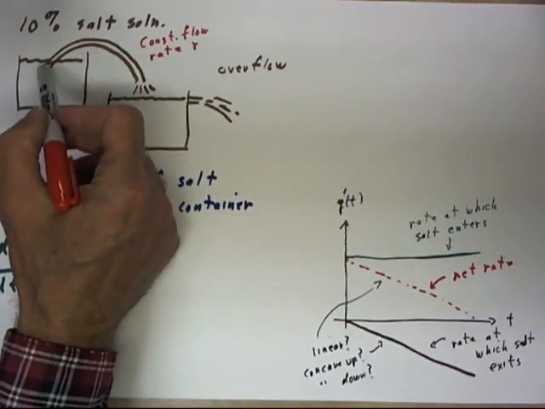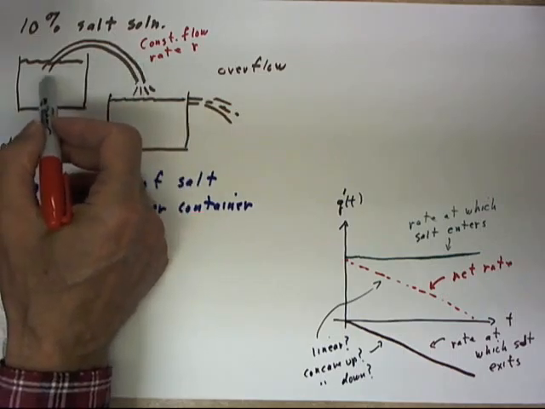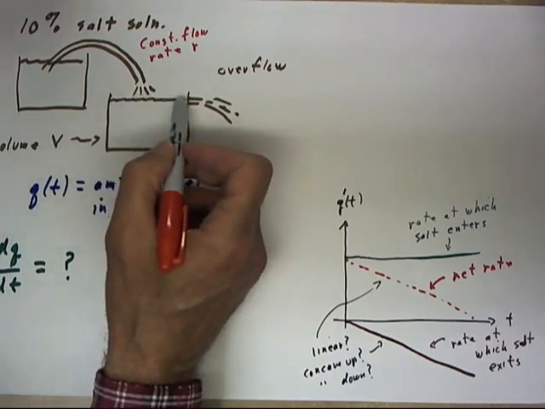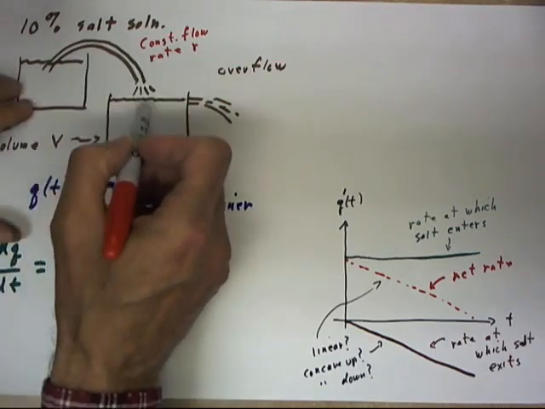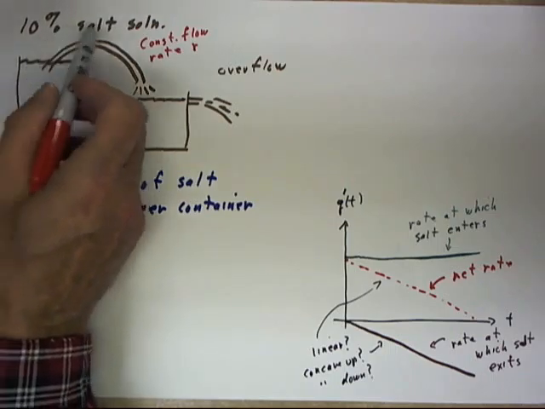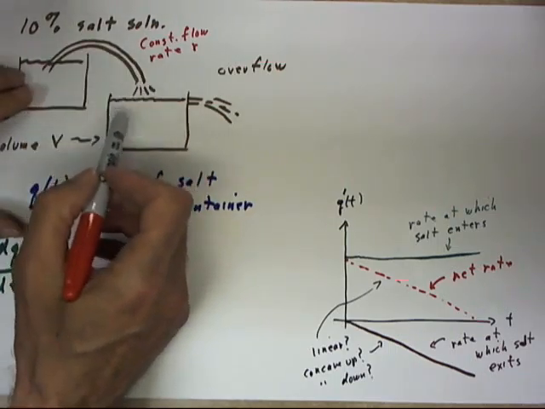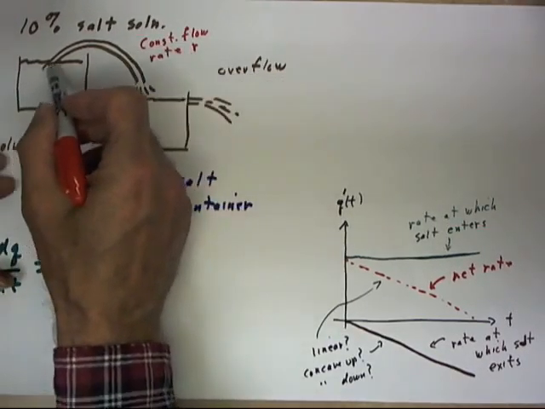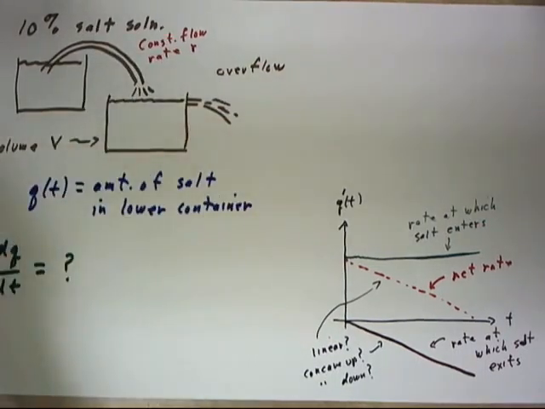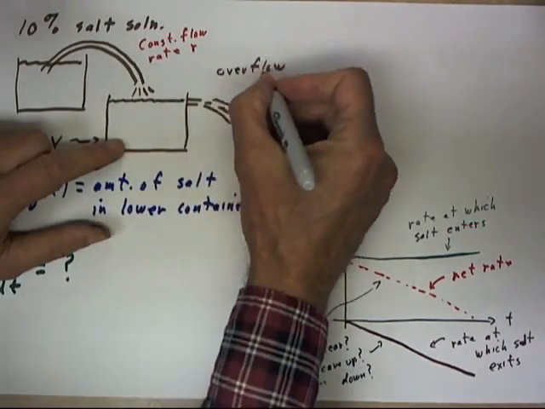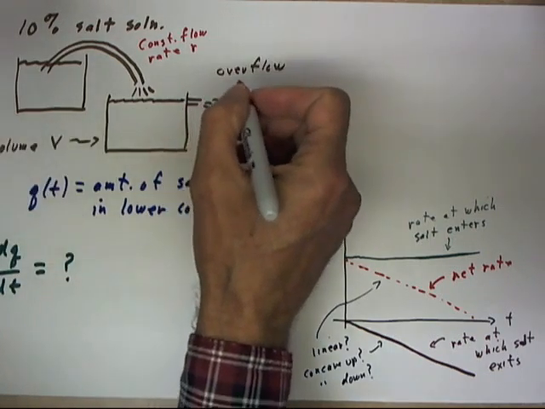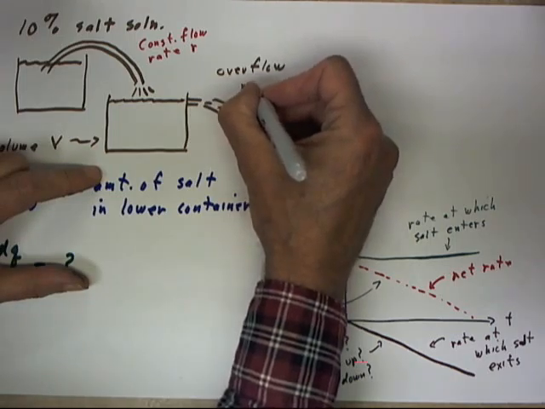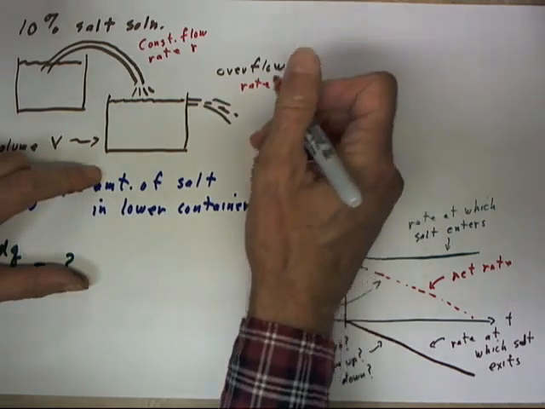Let's consider a 10% salt solution flowing from some vat, which we'll consider to be unlimited, into another vat of volume V. Maybe we're pumping this 10% salt solution out of a salt lake so that we have an essentially unlimited supply here. Now, there's a constant flow rate from this reservoir into the container, and solution is flowing out of the container. So the overflow also occurs at rate R.